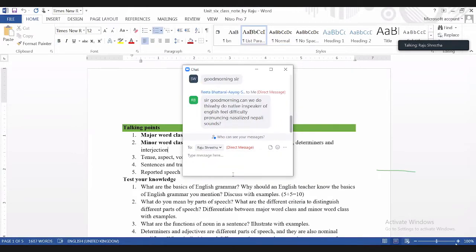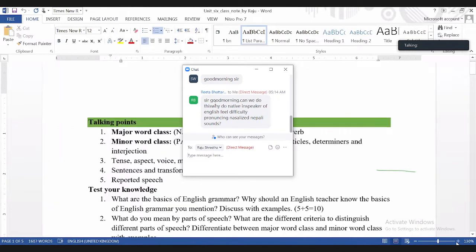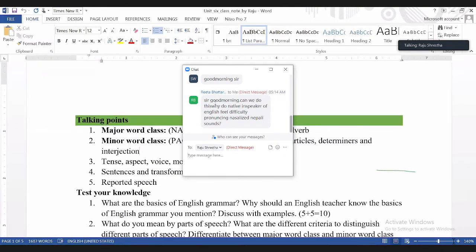This is the last unit, basics of grammar. Here, we discuss major word class, minor word class, tense, aspect, voice, mode, sentence, transformation, and reported speech. These are the contents we discuss in this unit. And from this unit, two types of question can be asked.